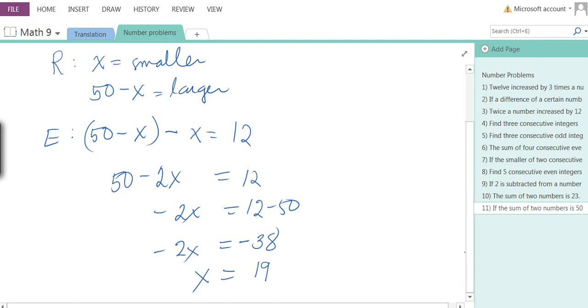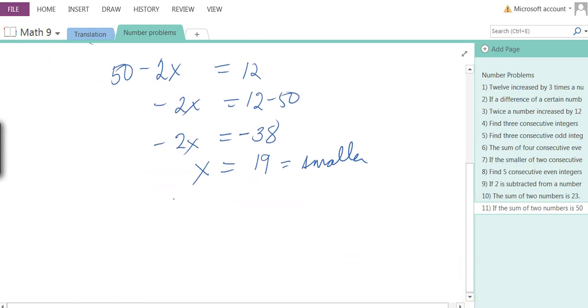We have to look for the larger number as well. The larger is equal to 50 minus x, which is 50 minus 19. This is given by 31. So the larger is 31.